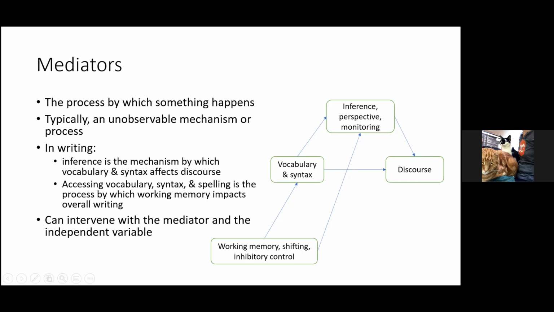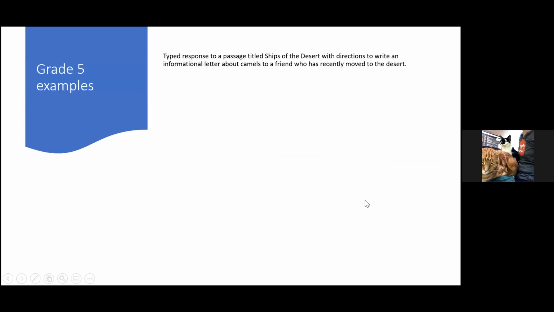So again, as we talked about in the previous slide, both the mediator and the independent variables can be intervened with. We know we have some good vocabulary interventions and syntax interventions that we'll talk about next month. But there may also be a few things that we can do at the mediation level in trying to help with inferencing, perspective taking, and monitoring.